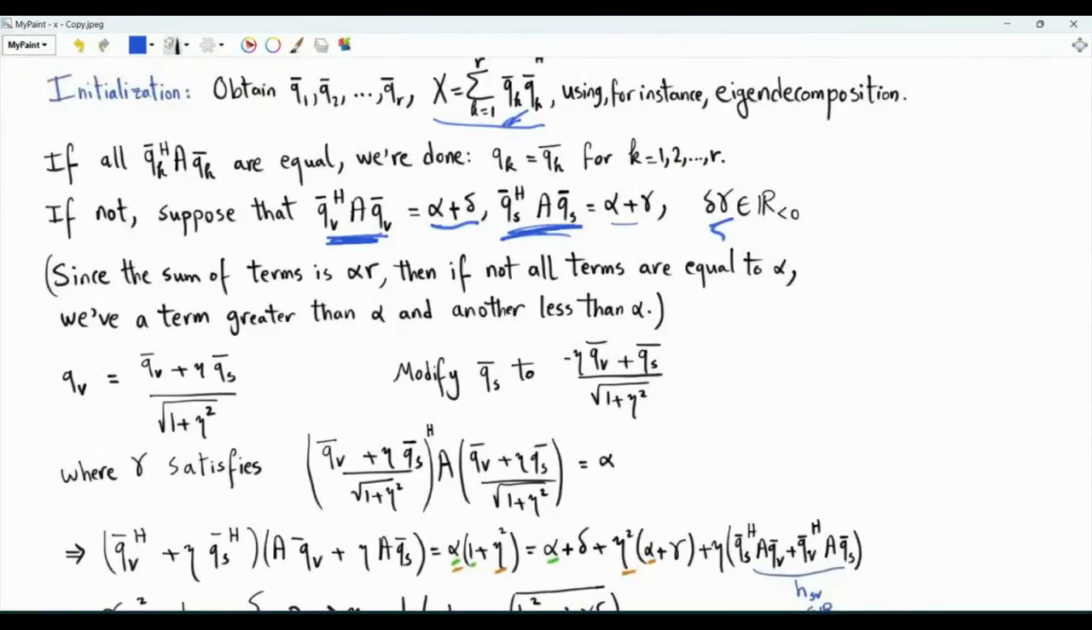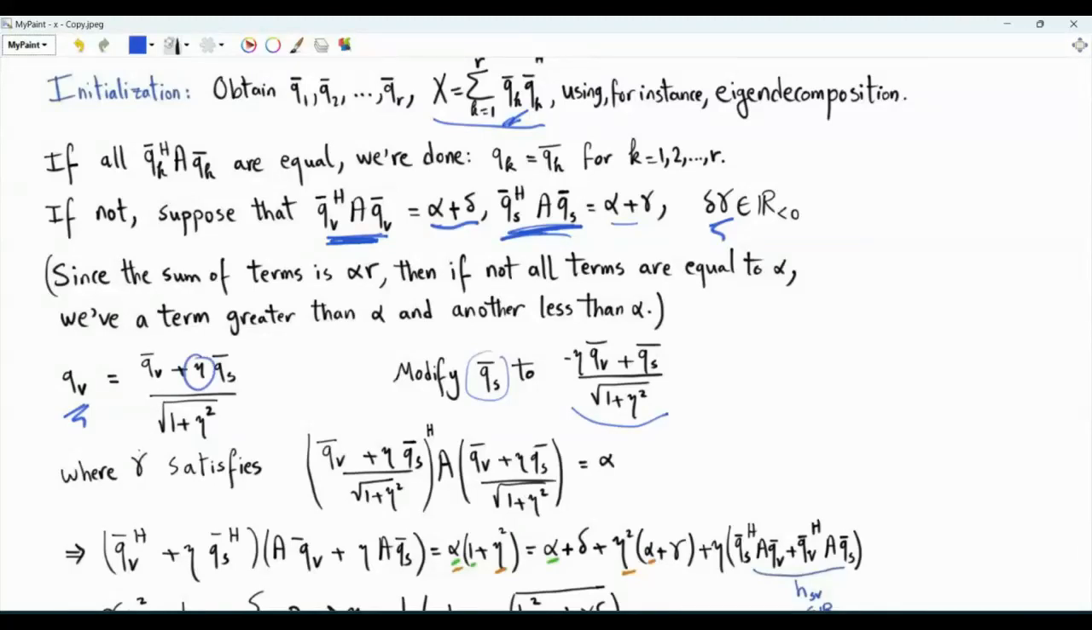The idea is that we will replace this Q bar V vector with vector QV. Vector QV is a linear combination of Q bar V and Q bar S. Specifically, it is Q bar V plus eta Q bar S divided by the square root of 1 plus eta squared. Eta is a real number. And before explaining what eta is, vector Q bar S is modified to minus eta Q bar V plus Q bar S divided by square root 1 plus eta squared. So this vector will be replaced by this quantity here. And the vector Q bar V will be changed to this QV, and that's it for this vector. This vector will be fixed now.